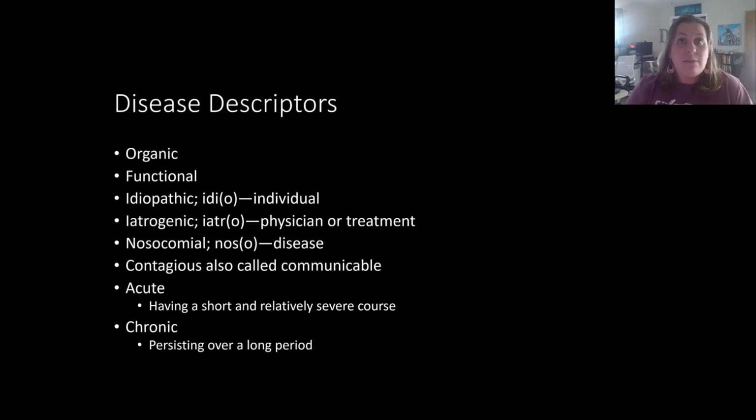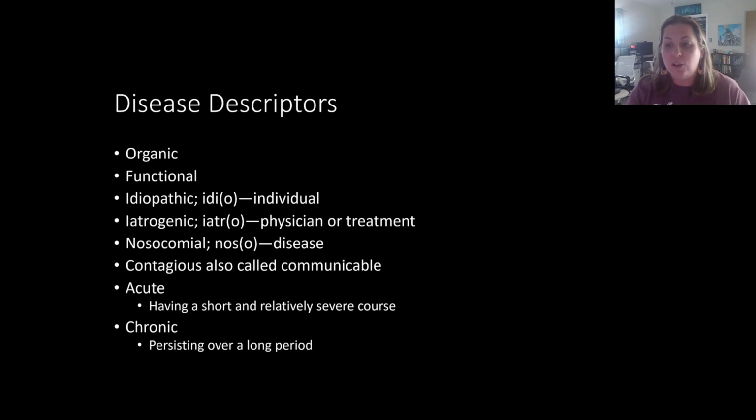We also see that some diseases are what we call acute. Acute means having a short or relatively severe course, but it's short-lived. It does not last very long. I'm not saying that it's not going to be severe or intense, because normally it is, but it is short-lived. On the other hand, a chronic disease is a lot different with the time frame. A chronic disease is going to be persisting over a very long period of time, something that you live with for quite a while.